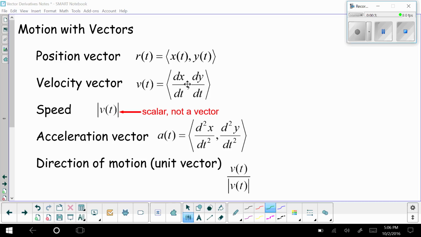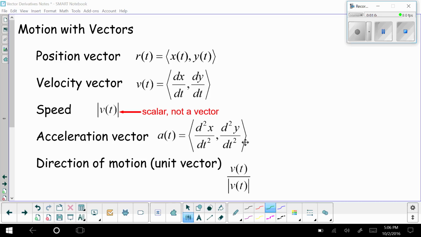Speed is velocity without direction, so in other words, we don't want it as a vector, we want it as a scalar. So you find the magnitude of the velocity vector, which is do the Pythagorean theorem on dx/dt and dy/dt. To find the acceleration vector, it's the derivative of velocity, so you just take the derivative of dx/dt, which is the second derivative of x with respect to time, and the derivative of dy/dt, which is the second derivative of y with respect to time.